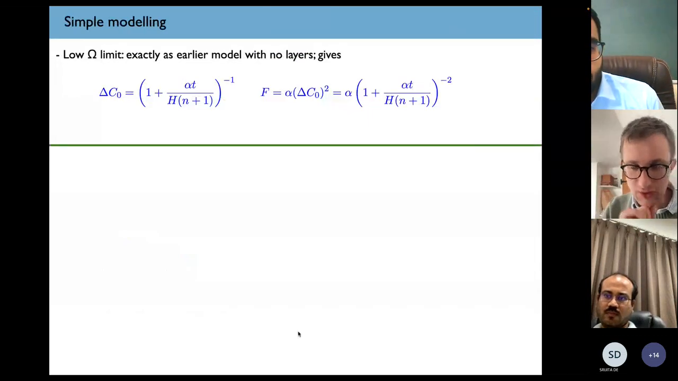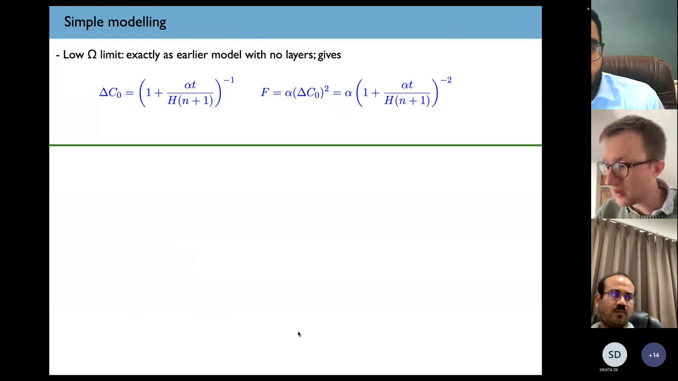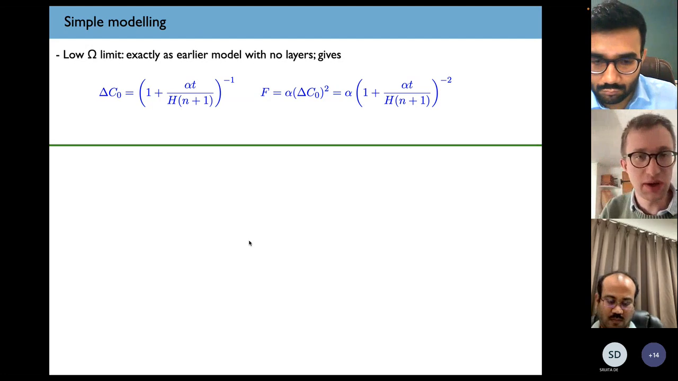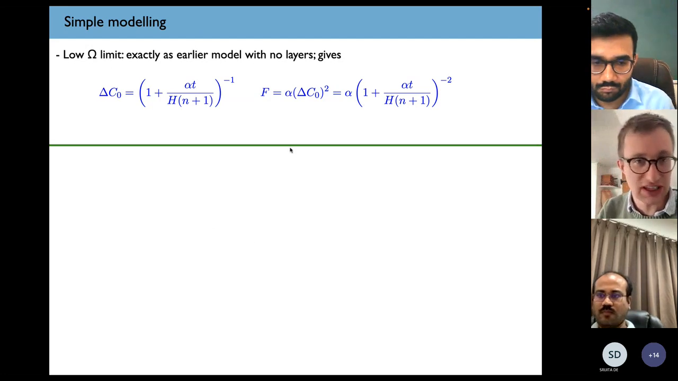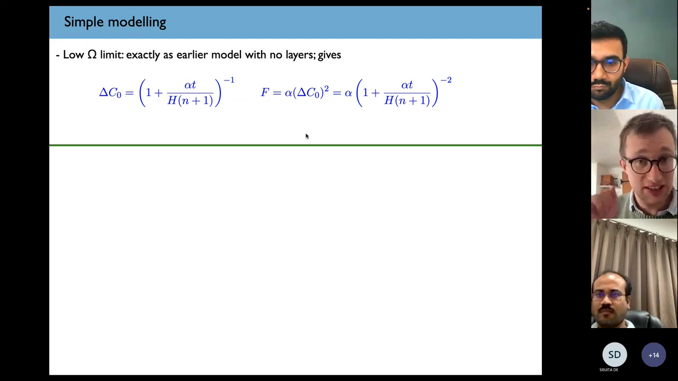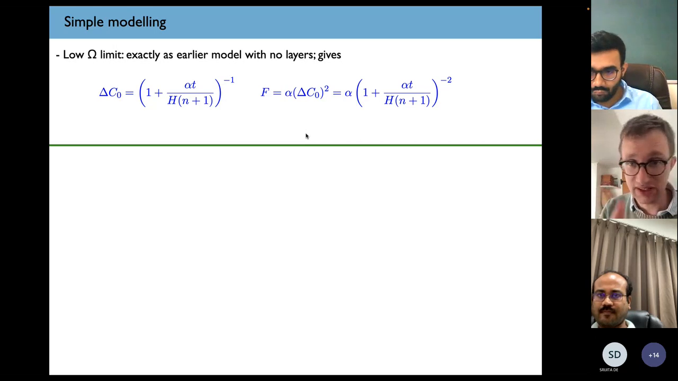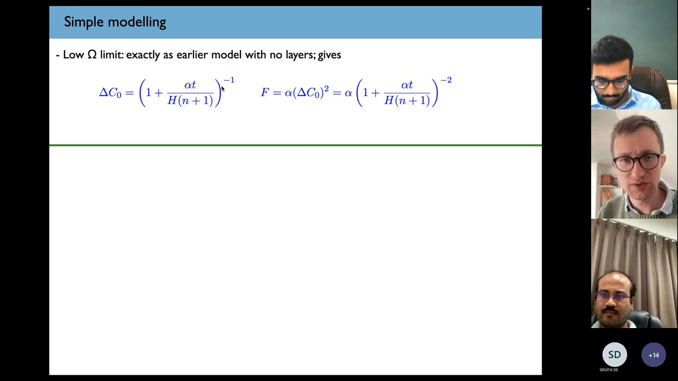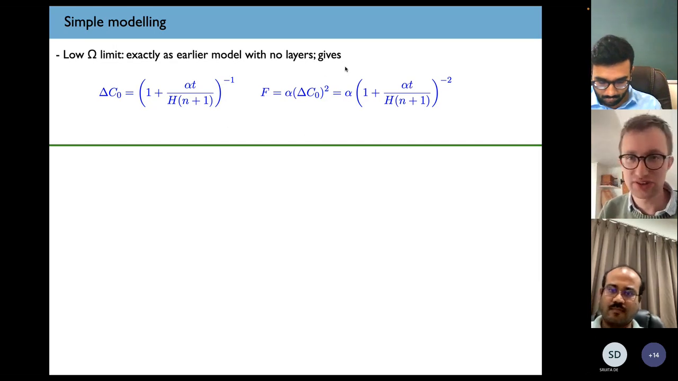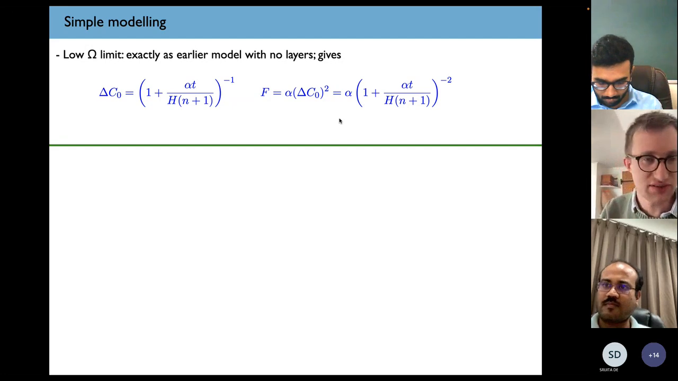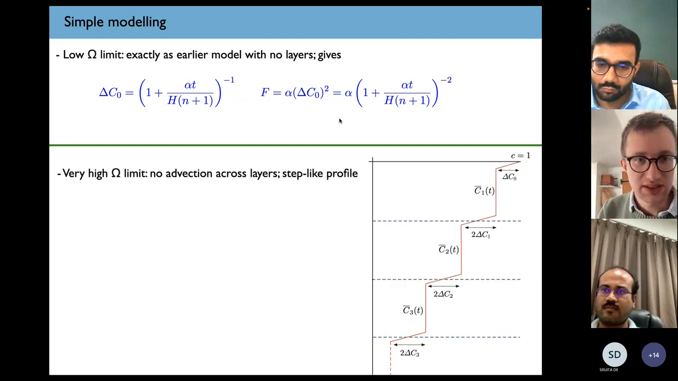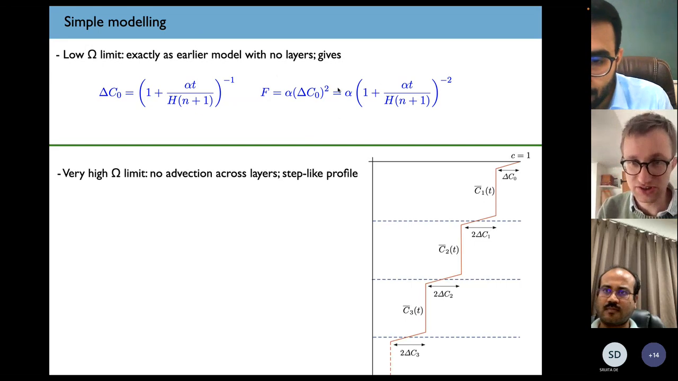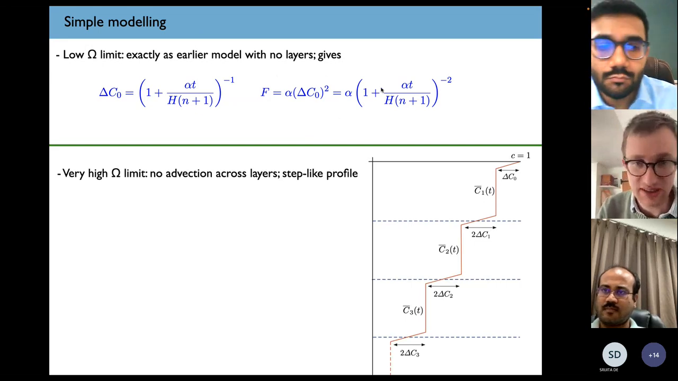There is some modeling you can do of this problem. I won't dwell on this too much because we've seen it already. In the low omega limit, it's actually very easy to write down what the model does. In fact, I've just given you the answer there. It looks slightly different from what I showed for the homogeneous case, but it's actually exactly the same. It's just that I've changed the notation slightly. So in the low omega case, it's just the homogeneous model.